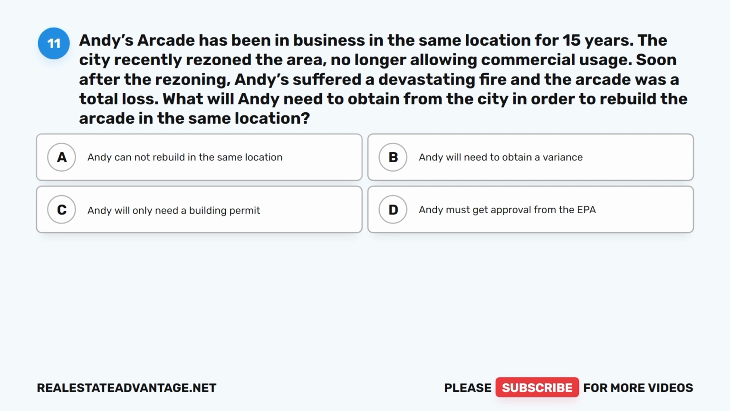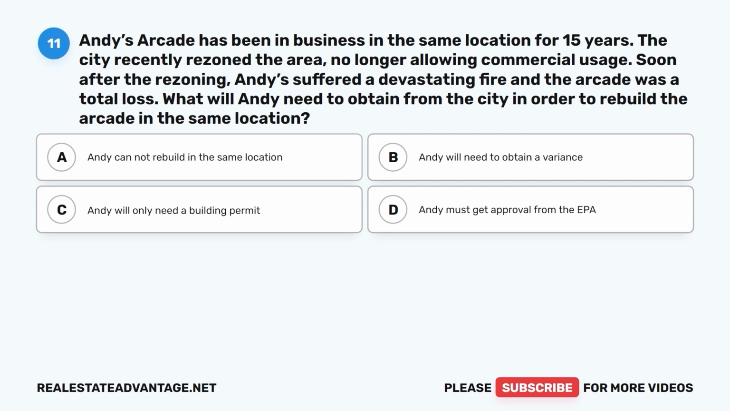What will Andy need to obtain from the city in order to rebuild the arcade in the same location? A. Andy cannot rebuild in the same location. B. Andy will need to obtain a variance. C. Andy will only need a building permit. D. Andy must get approval from the EPA.